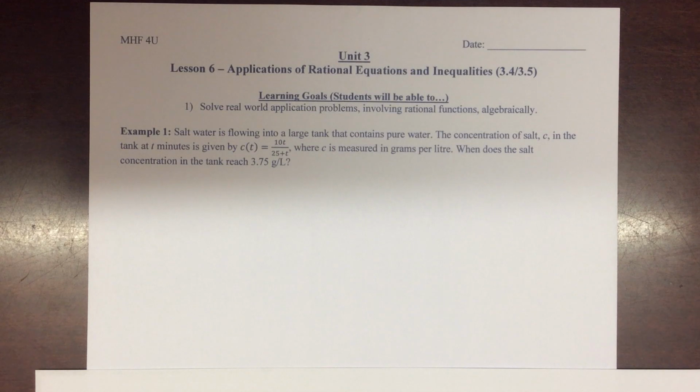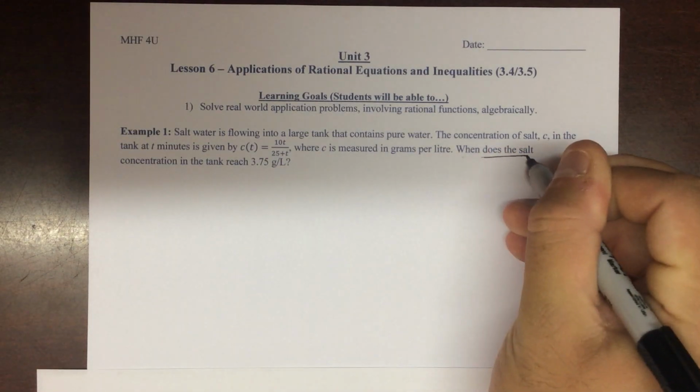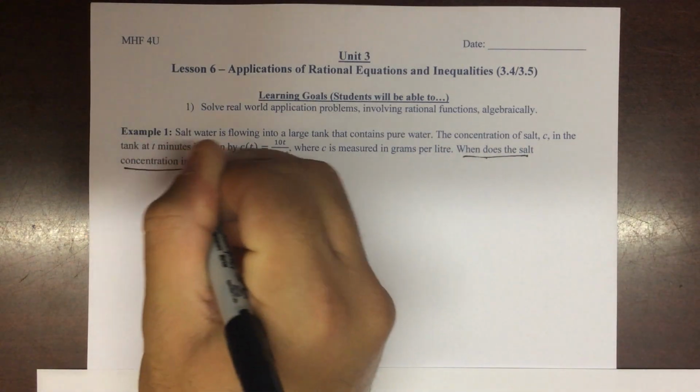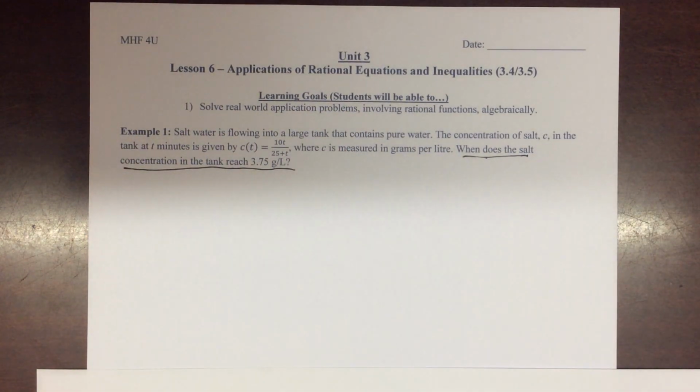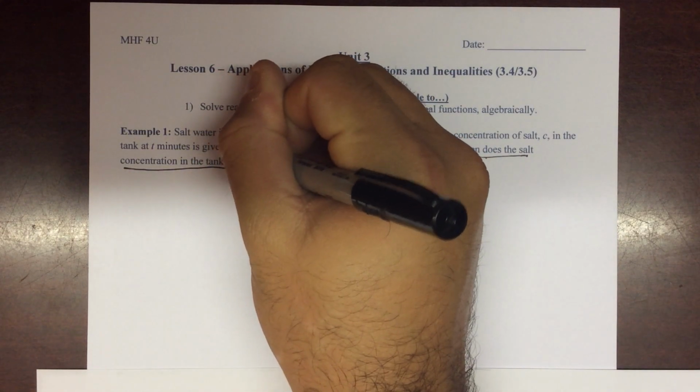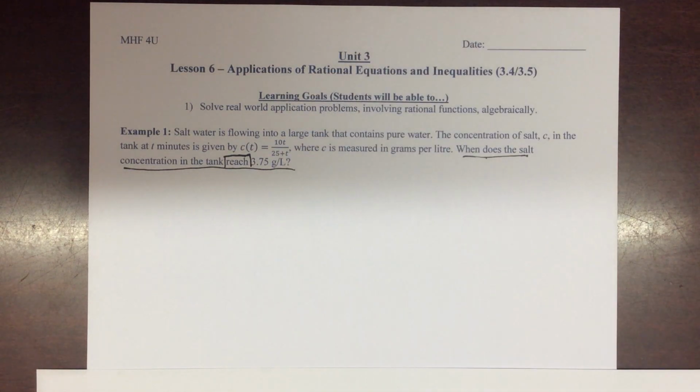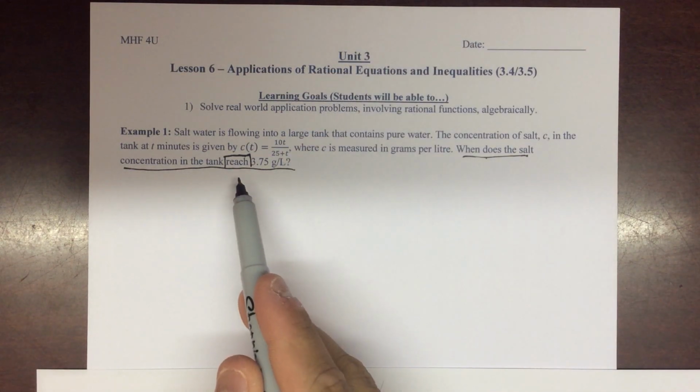As with any word problem that you've looked at in math, the most important thing is to determine what the question is actually asking me to solve for. This question tells us with the very last statement, when it says, when does the salt concentration in the tank reach 3.75 grams per liter? What we're looking for is when does the function equal 3.75? And we know that by the word reach.